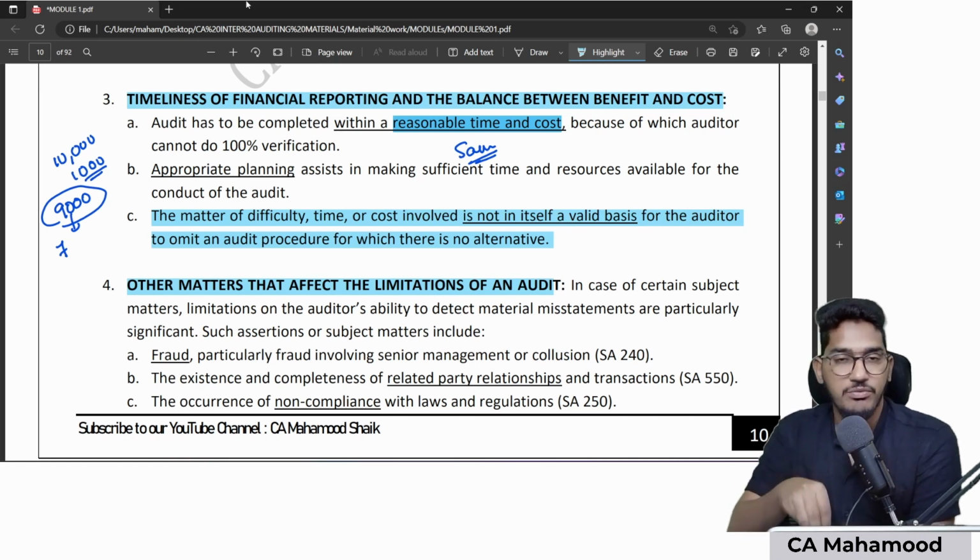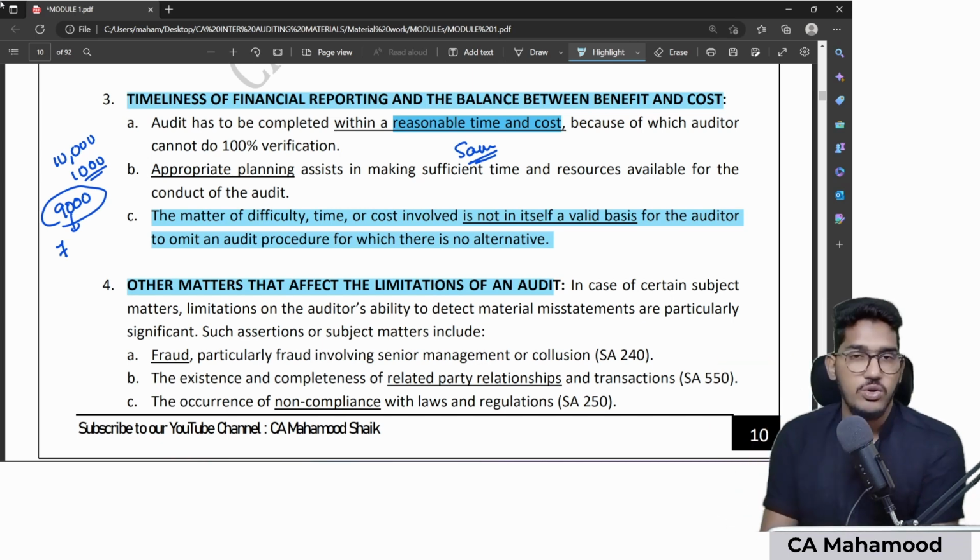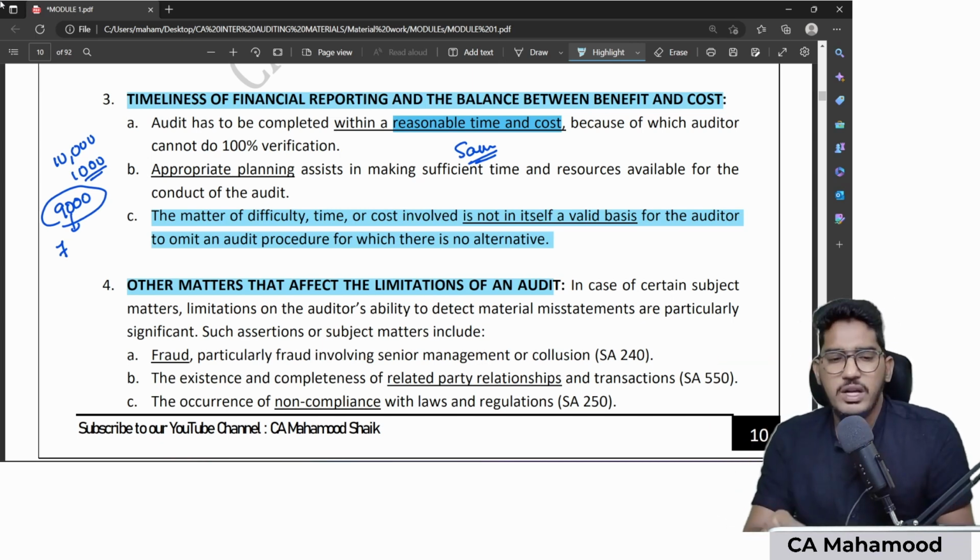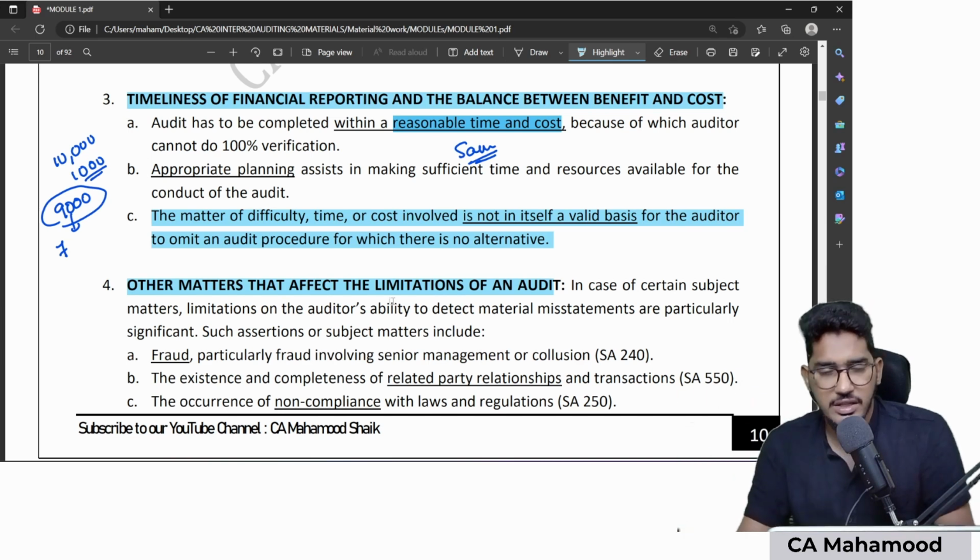Within the limited time, within the limited cost, it is your responsibility to obtain reasonable assurance. If you do not get a guarantee because of time and cost constraint, okay, law will spare you. But if you do not get reasonable assurance also within the limited time and cost, then law is not going to spare you. This sentence is very important. They can play with you like anything in the examination.